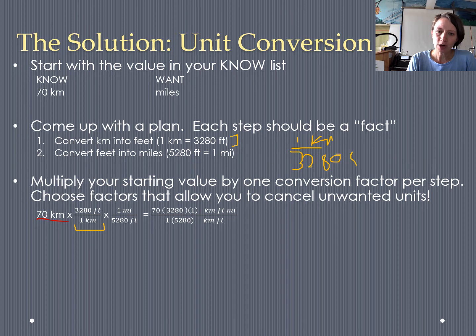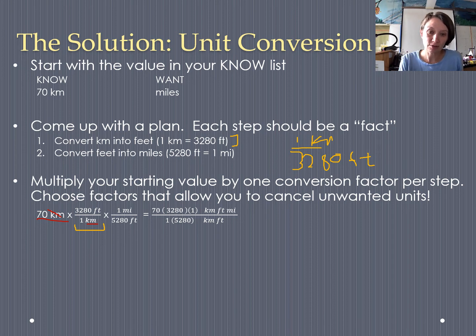Well, I was trying to choose a conversion factor that would let me cancel out units that I didn't want to have. In this case, I want to get rid of kilometers. That's where I'm starting, and that's essentially on the numerator of a fraction, right? 70 kilometers over 1, or just 70 kilometers, is where I start. So to cancel out that kilometers, I'm going to need to put another kilometers in this math problem on the bottom of a fraction, which is going to let me cancel it out.